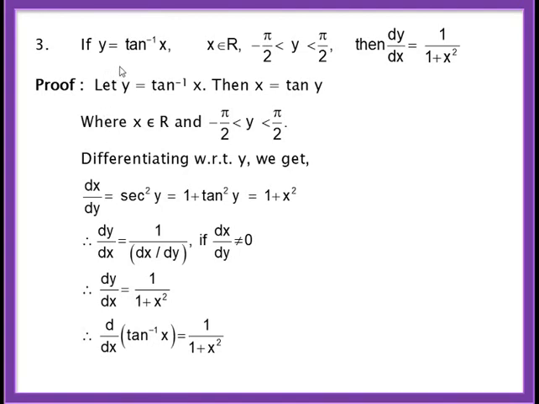The third function, if y equal to tan inverse x, then what is the derivative of tan inverse x? It is 1 upon 1 plus x square. Let y be tan inverse x. Invert the relation to get x equal to tan y. Differentiating both sides with respect to y, we get dx/dy equal to, what is the derivative of tan y? Sec square y. But sec square y is 1 plus tan square y. As tan y is x, it is 1 plus x square. So what is dy/dx? It is 1 upon dx/dy, that is 1 upon 1 plus x square. That gives me the derivative of tan inverse x as 1 upon 1 plus x square.